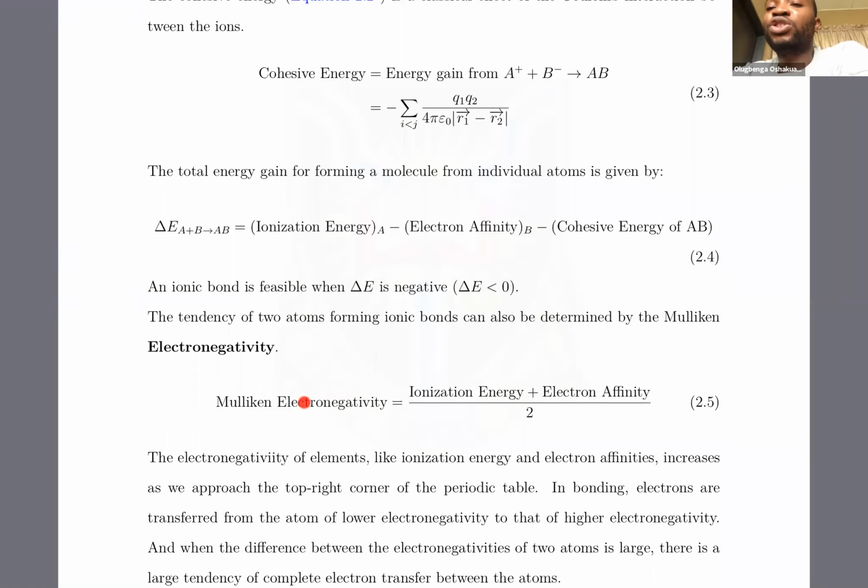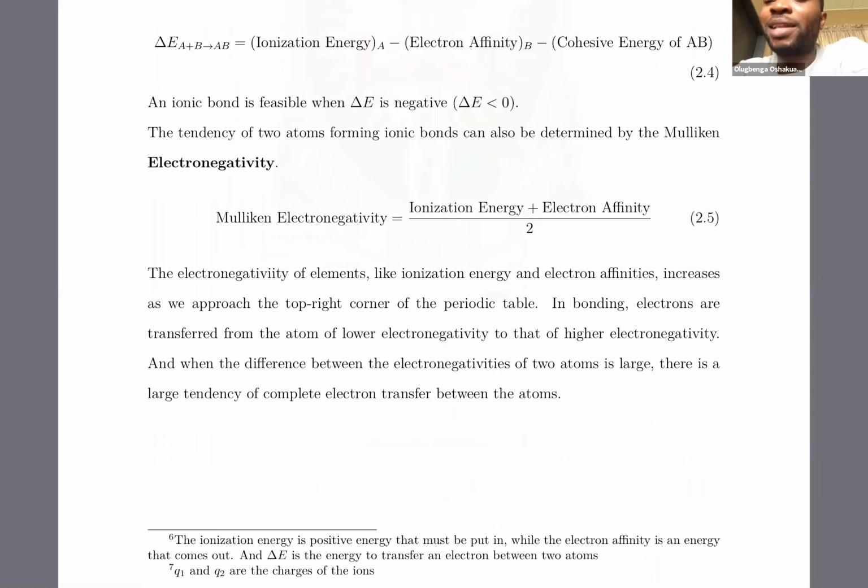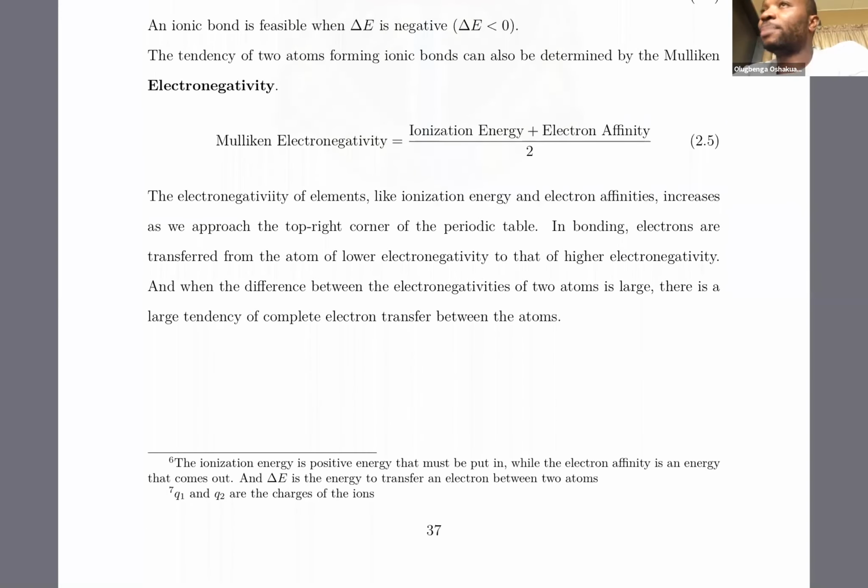So a good condition for having ionic bonding is when the values of their electronegativity are wide apart. When it is wide apart, then you can be talking about the feasibility, the possibility, or high tendency of having ionic bonding. And just like ionization energy and electron affinity, the electronegativity also increases as you move towards the right-hand side of your periodic table. It also increases as you move from the bottom to the top of your periodic table.